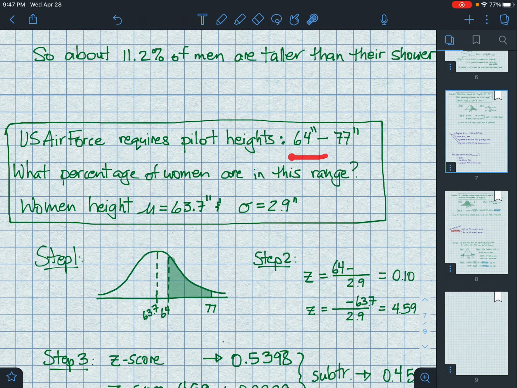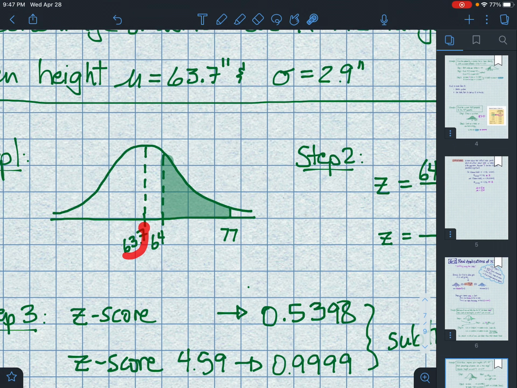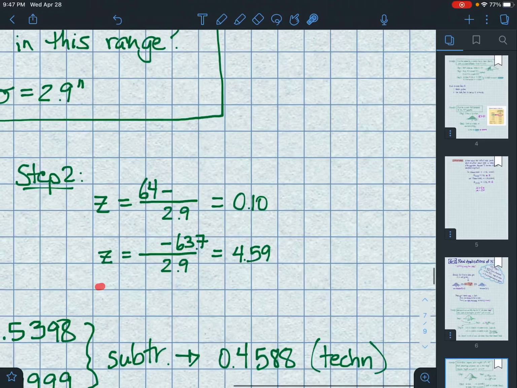Example 2. The U.S. Air Force requires pilot heights to be between 64 and 77 inches. What percentage of women are in this range? Here's our women's average and here's our women's standard deviation. Again, I'll draw my graph. There's 63.7, 64, and 77. So now I see I'm going to have to find two boundaries. This boundary is going to give me this percentage, and when I find this one, I'm going to get this percentage. And then I'm going to subtract those two.